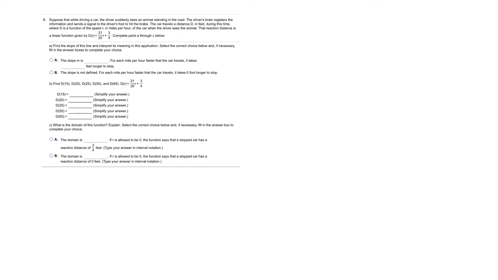Here's another question. It says, suppose while driving a car sees... oh, and they give you this formula right there. So that's the function, braking distance. They say, what is the slope? Well, the equation looks like y equals mx plus b. So that thing in front of the r is going to be your slope. So the slope is going to be 21 over 20. Then they say it's either A or B. Okay, it's going to be A. Slope's that.